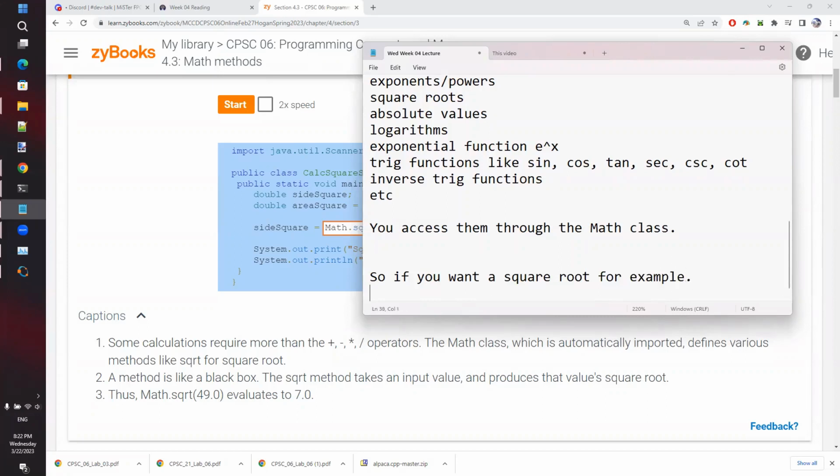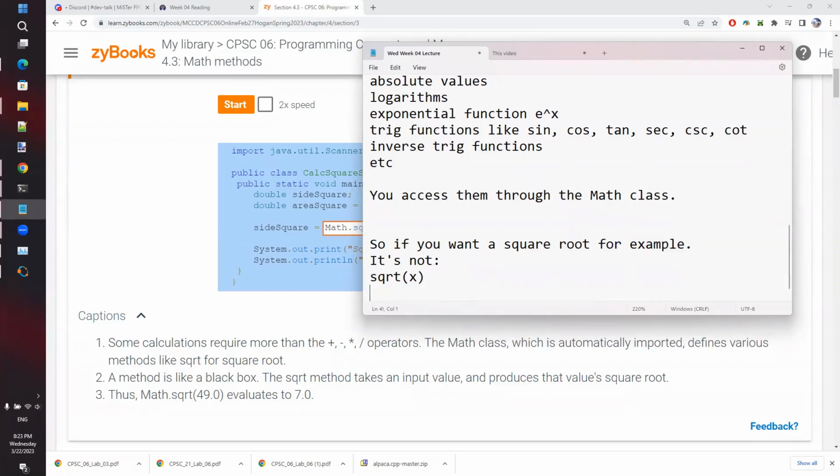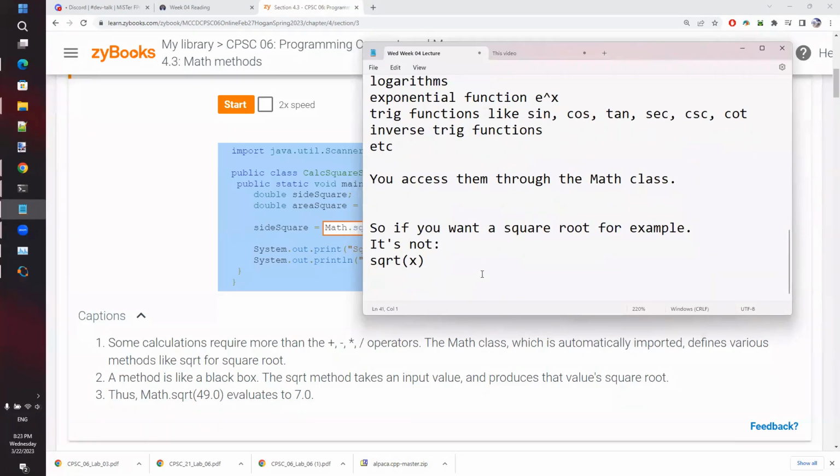So if you want a square root, for example, it's not SQRT, which in some programming languages it would be. It's not square root x like that. In Java, you use capital M Math dot square root x.